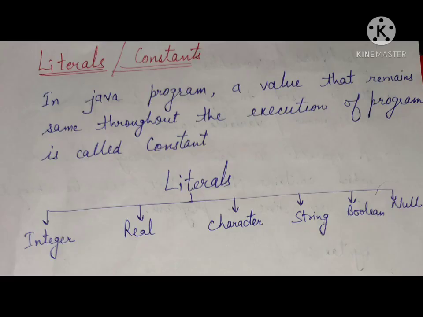Let me explain one by one. What are literals? Literals are also called constants. In a Java program, a value that remains the same throughout the execution of the program is called a constant. We can say that a value that cannot be changed during the execution of the program is called a literal. There are 6 types of literals in Java: integer, real, character, string, boolean, null.